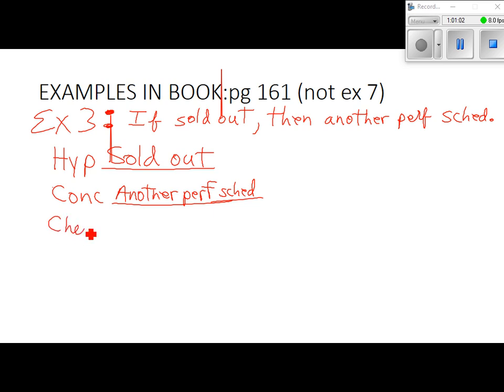Look down where it says check. Does everybody see where it says check? It says, if the forecast is rain, then I will take an umbrella. What's the hypothesis, Kendall? Close. Leave off the first word. The forecast is rain.